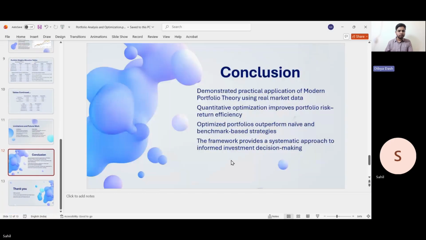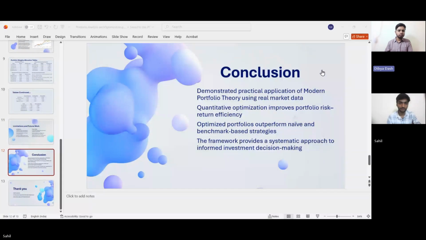Next up is the conclusion. To conclude, this project shows how modern portfolio theory can be applied effectively using real market data. Through quantitative optimization, we can significantly improve a portfolio's risk-return profile compared to simple or naive strategies. The optimized portfolios outperform both equal weight and benchmark-based approaches, demonstrating how mathematical models meaningfully enhance portfolio construction. Overall, the framework provides a systematic, data-driven foundation for making more informed and objective investment decisions.